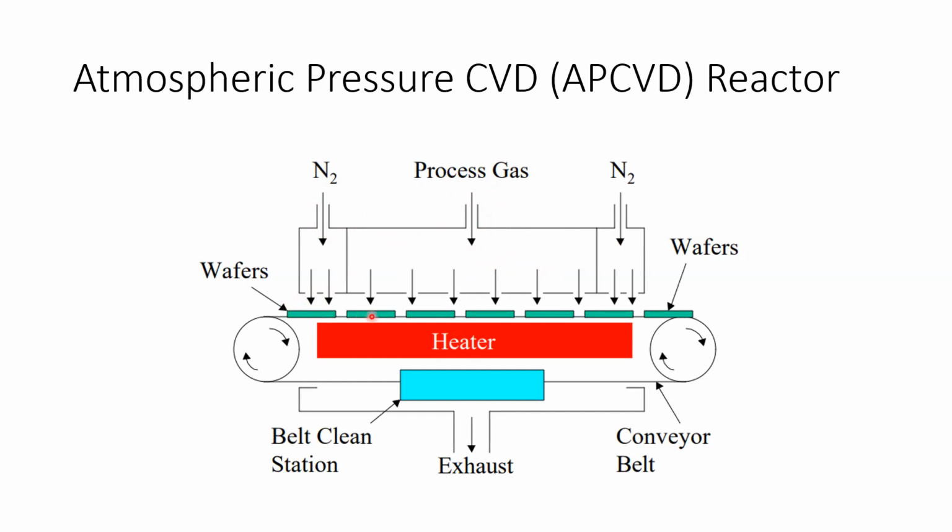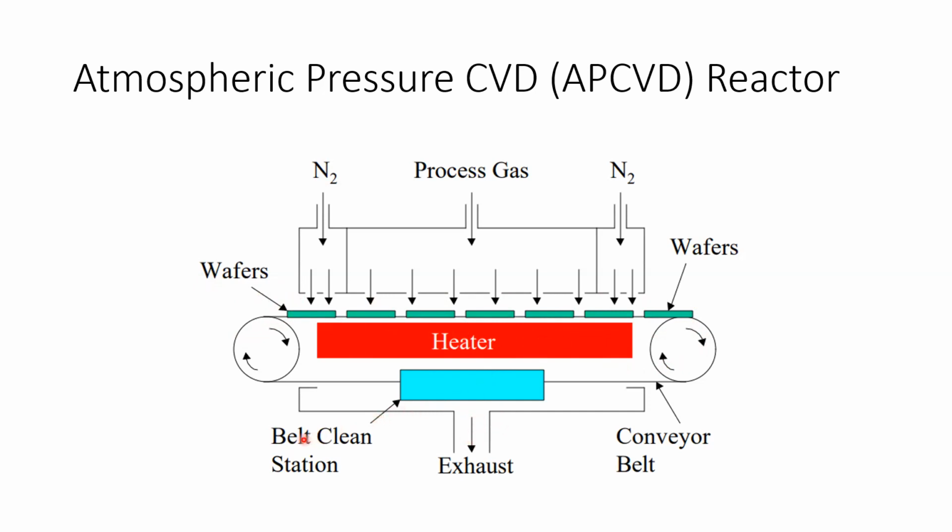And then we have these silicon wafers on top of a conveyor belt, and we can load and unload the wafers. We have a heater to raise the temperature to 400 or maybe 900 degrees C, because APCVD is a thermal process. And then we have the exhaust.